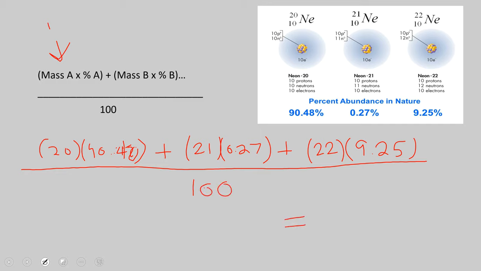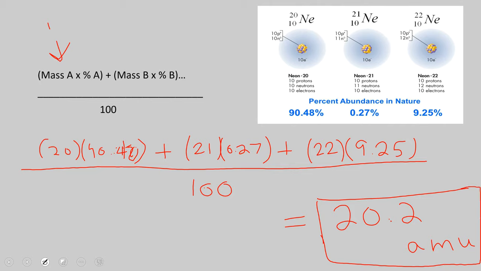When you plug that into your calculator, it's going to be important to use a calculator here because I don't think our phones are good with the order of operations. We're going to find out that the average atomic mass is 20.02. Now, it's important. We always want to make sure that we use units when necessary. The units for average atomic mass are AMU, or atomic mass units. So you can shorten that as AMU.